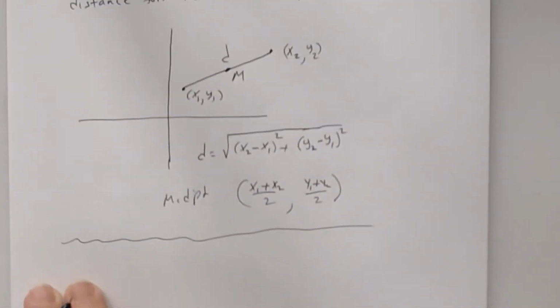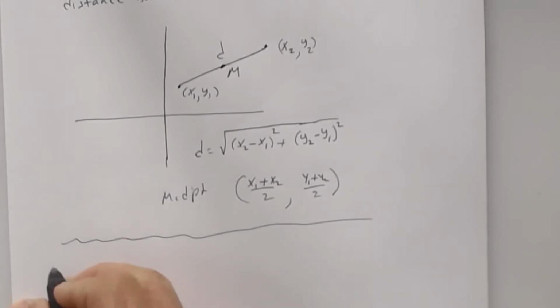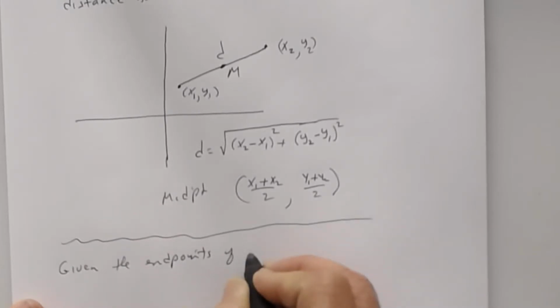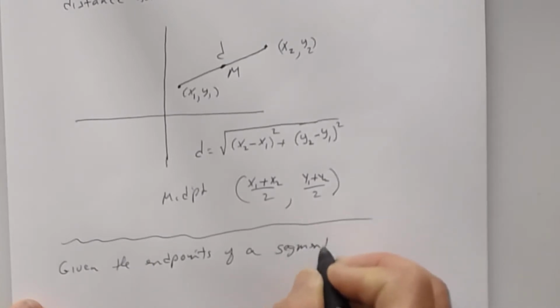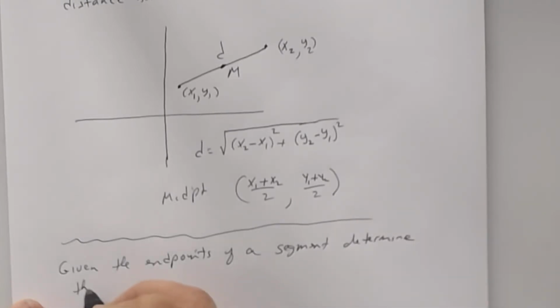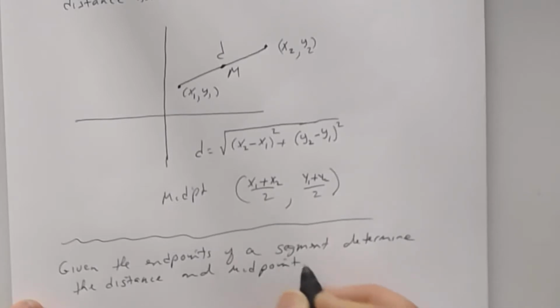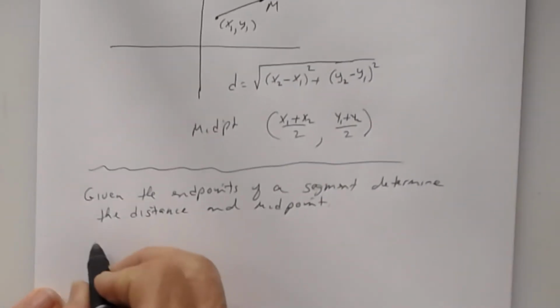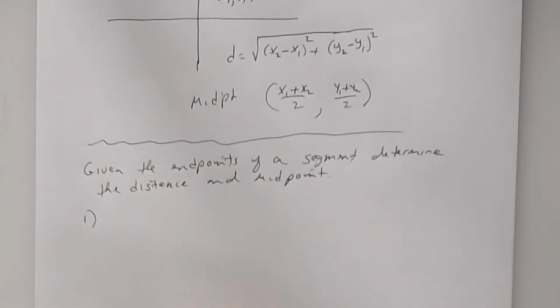All right, so the directions are usually going to say this, though. It'll say, given the following endpoints of a segment, determine the distance and midpoint. So find the distance of that segment and find the midpoint of that segment. All right, so let's just call it number 1. Okay, number 1, well, actually number 2, because I already did number 1.